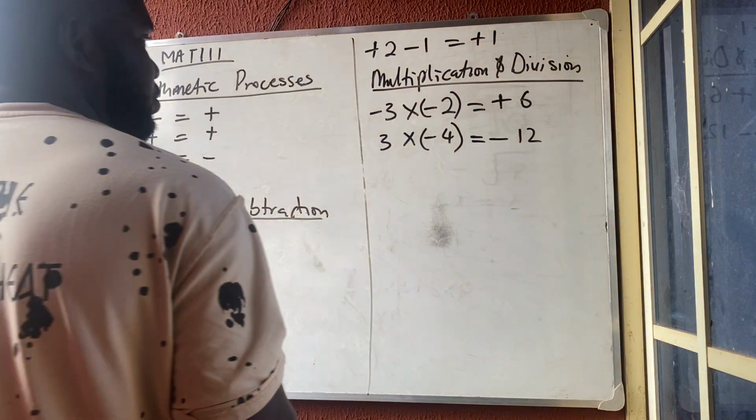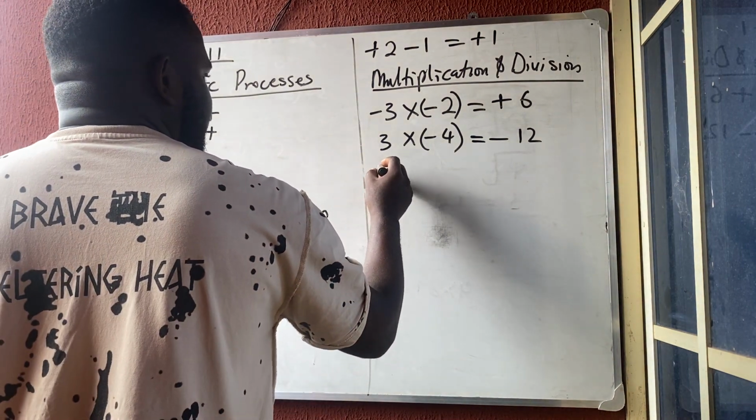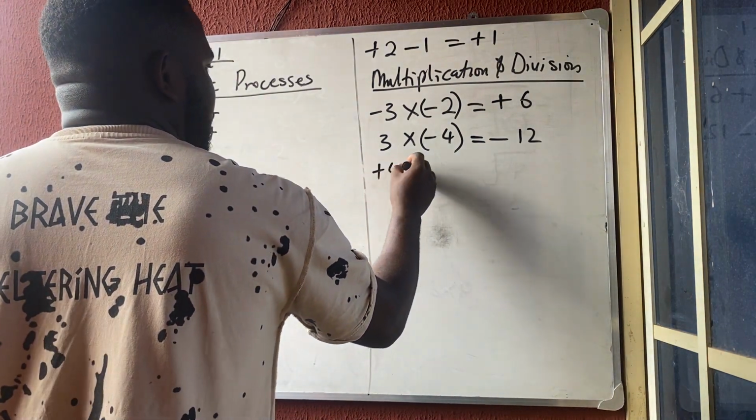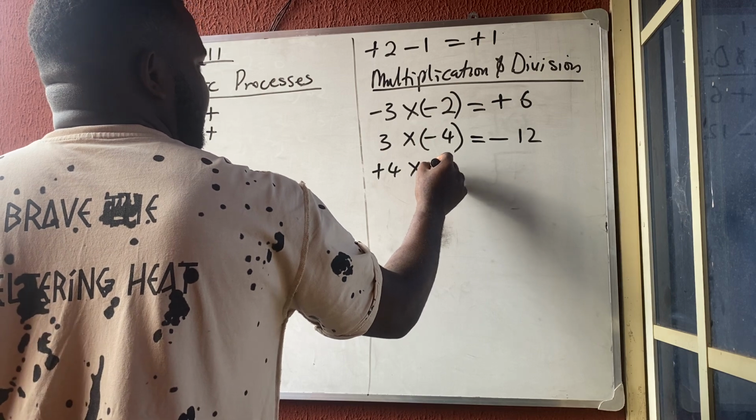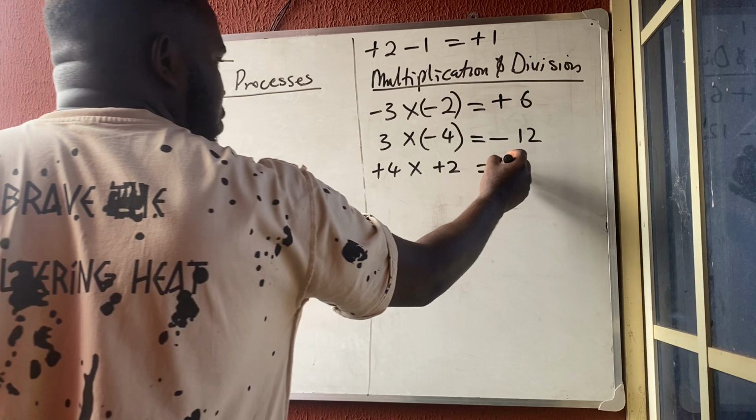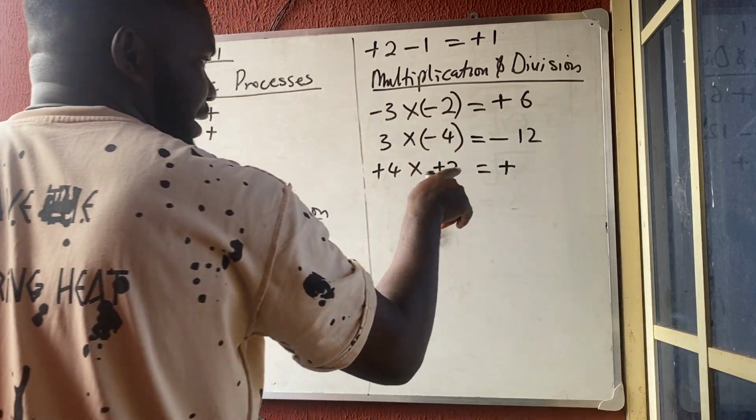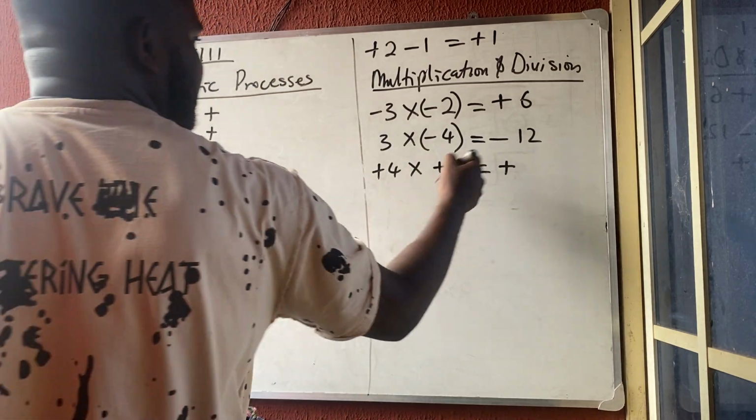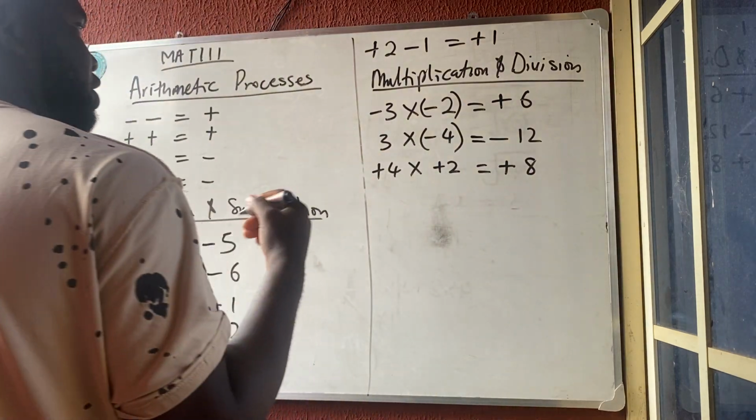So the next one I'm going to do is maybe plus 4 times plus 2. Okay, look at it. The signs are the same thing, so I'm going to take plus as my sign. But the operation there is times. 4 times this I'm having what? 8.